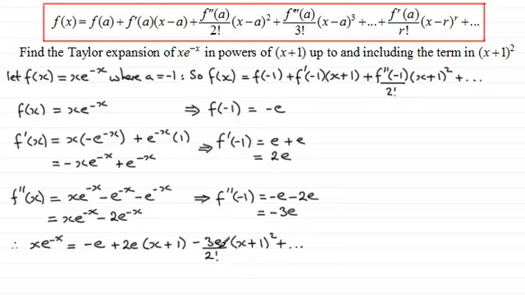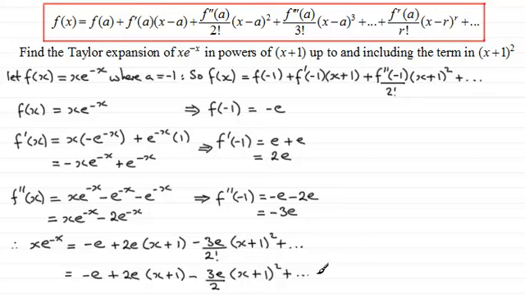And if we just tidy that last term up once more, we end up with minus e plus 2e multiplied by x plus 1, and then minus 3e. 2 factorial is 2, so we'll put that over 2, and that's multiplied by x plus 1 all squared, and then plus, and so on.